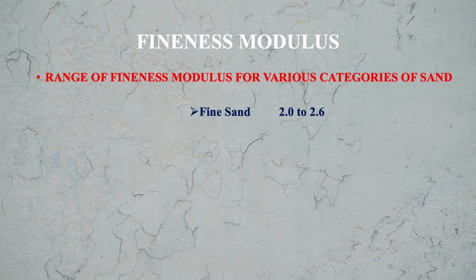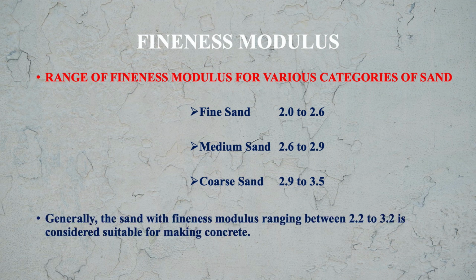The range of fineness modulus for various categories of sand you can see. Fine sand, the range is from 2 to 2.6. Medium sand, 2.6 to 2.9. Coarse sand, 2.9 to 3.5. This is the range of fineness modulus for the various categories of sand. Now generally, sand with a fineness modulus ranging between 2.2 to 3.2 is considered suitable for making concrete.